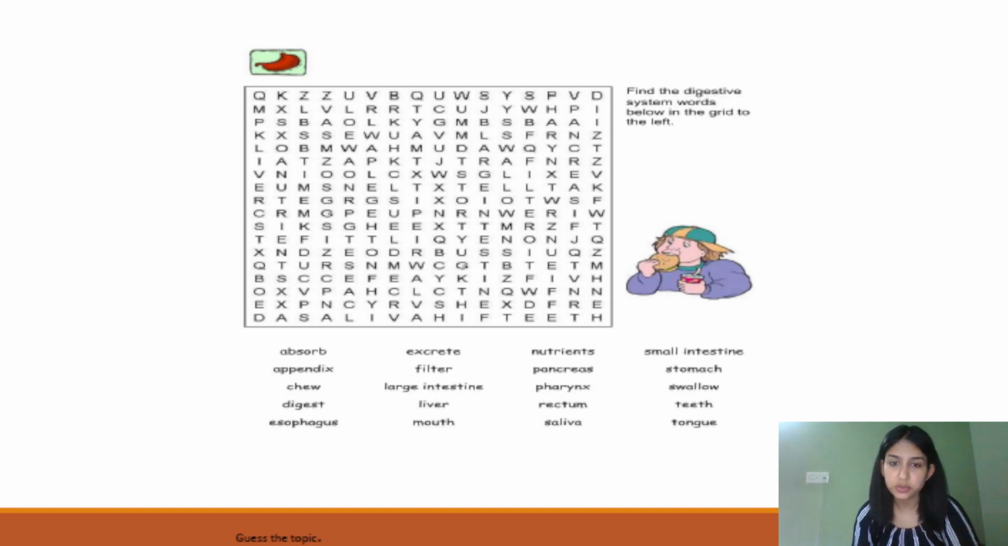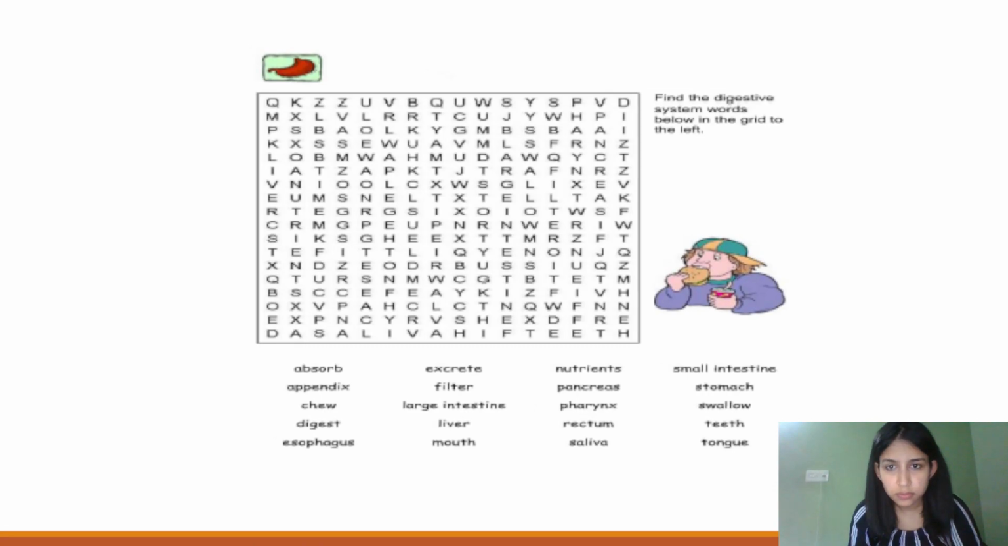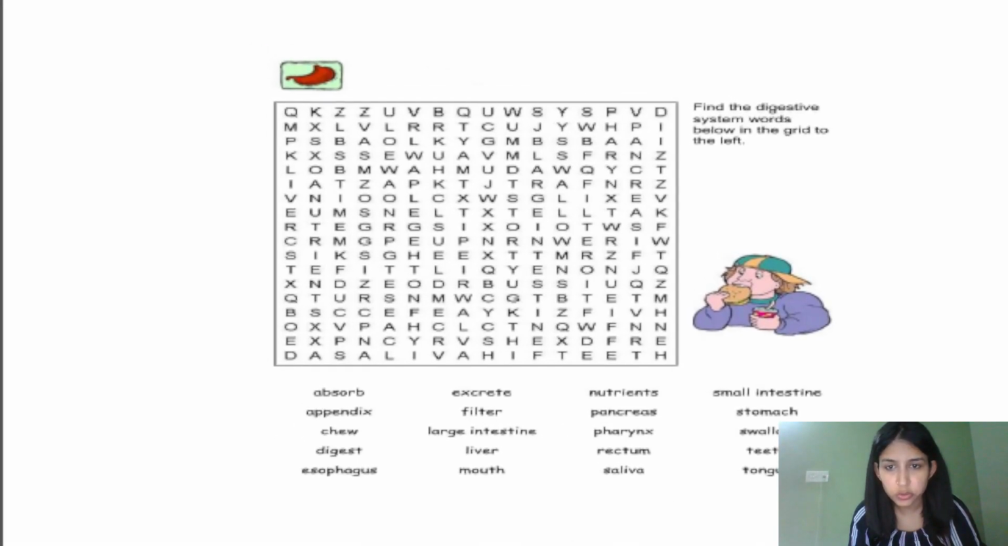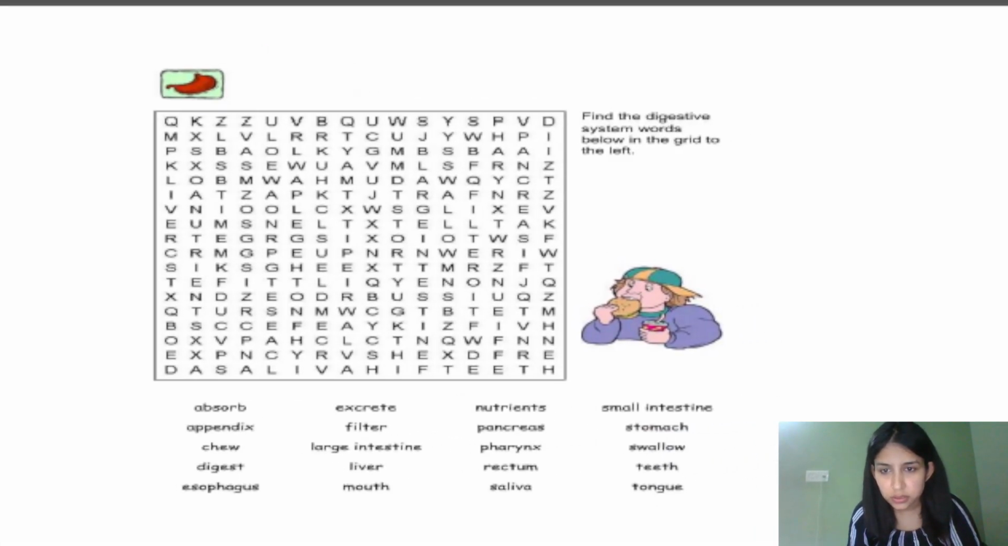We have a digestive system which is used to digest the food that we are eating, right? So that is what we are going to learn about today. You'll have to find the digestive system words below in the grid to the left. You can find hints at the bottom showing what different words are there. I will just zoom it a bit so you'll be able to see clearly.